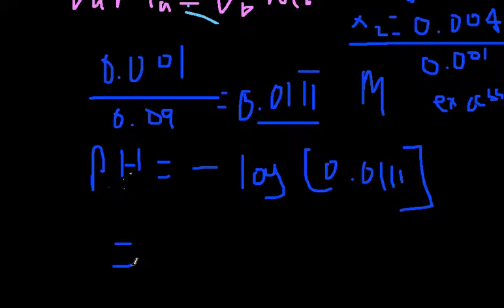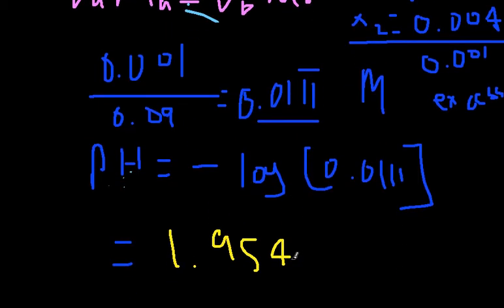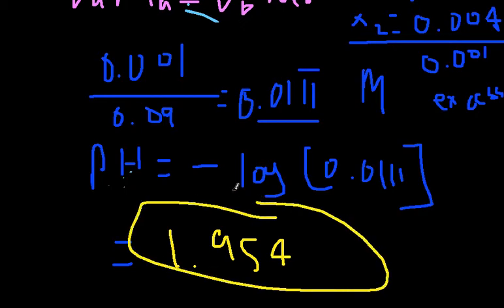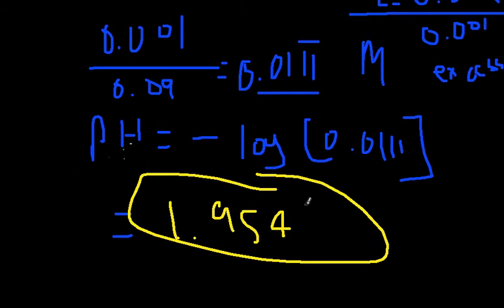Negative log of 0.0111 repeating will get you an answer of around 1.954. So that's our pH. It is acidic, so it's leftover H+. Don't forget your sig figs.